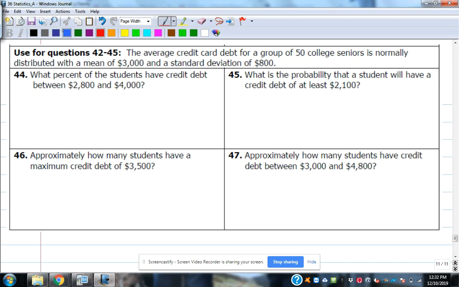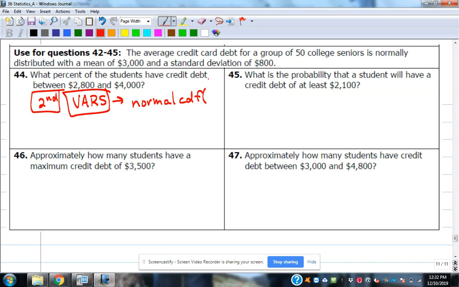What you're going to look for is you're going to hit second and then the vars button. And then you're looking for normal CDF. It's not a grade or anything, but it's just a review of everything you might look at. So normal CDF is what we're looking for.